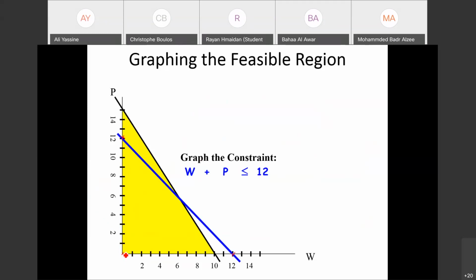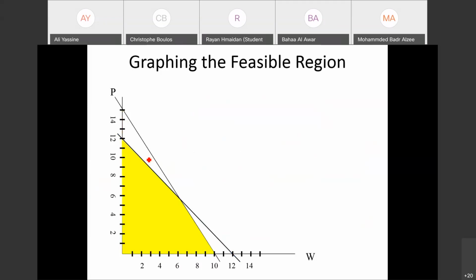I use the same strategy. I take 0, 0, which is in the yellow region below the line, and I say 0 plus 0 is less than 12. That's correct. That means this is the right region, the one below the blue line. So I chipped away this little area here, and end up with the blue region as my feasible region that contains the feasible points or solutions.